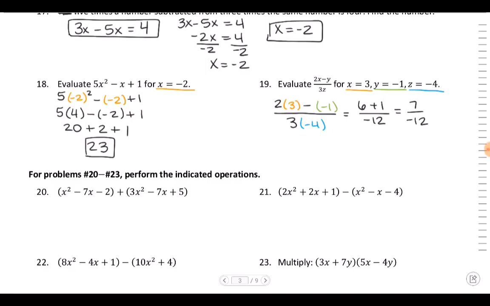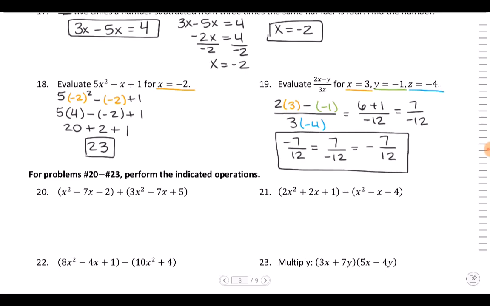You can leave it with the negative on the bottom, or you can move the negative. So you can either put it as negative 7 over 12, or you can leave it as 7 over negative 12, or you can put the negative in the front and write it this way. All of those are equivalent statements. So any way you want to write it, just pick one spot for the negative. You'll notice that in all of them, the negative's only in one location. It's not in more than one location.